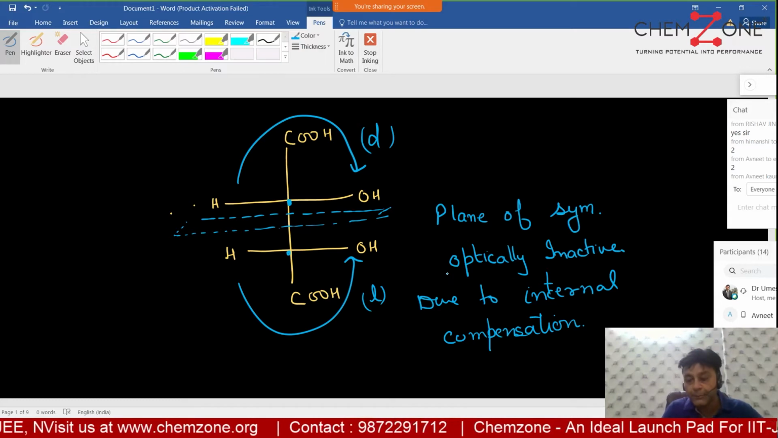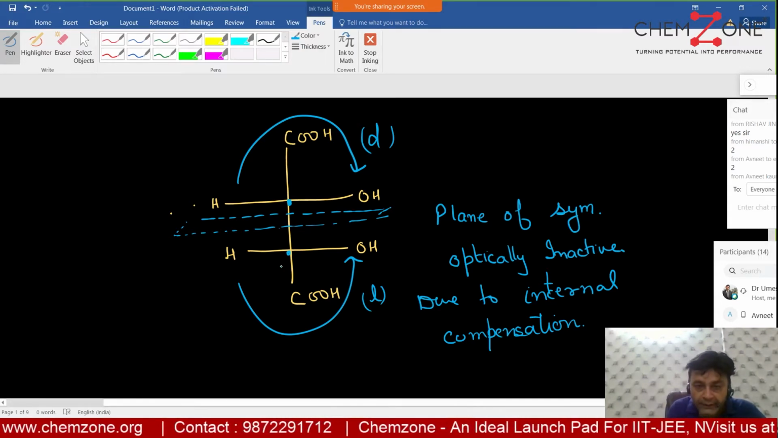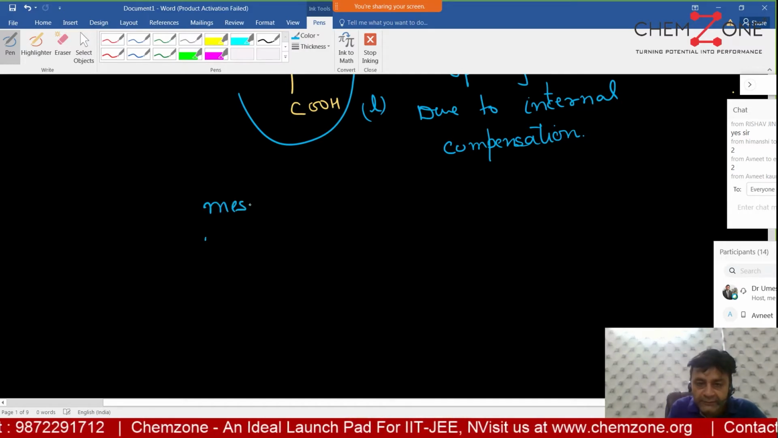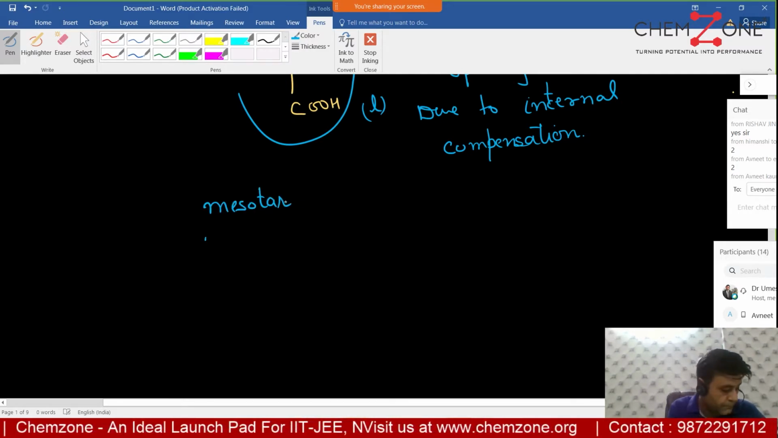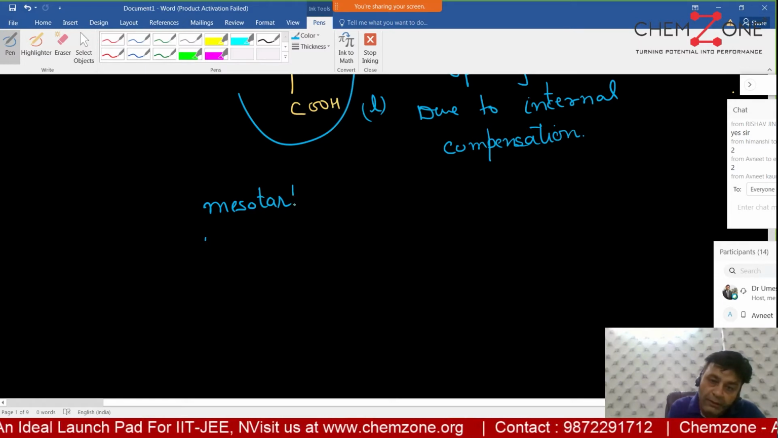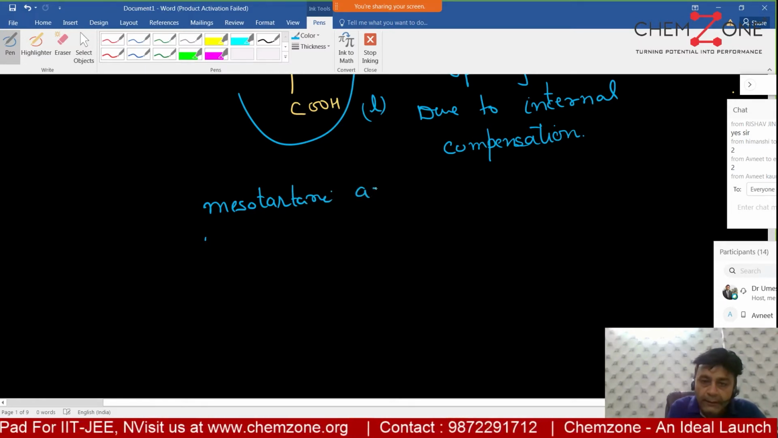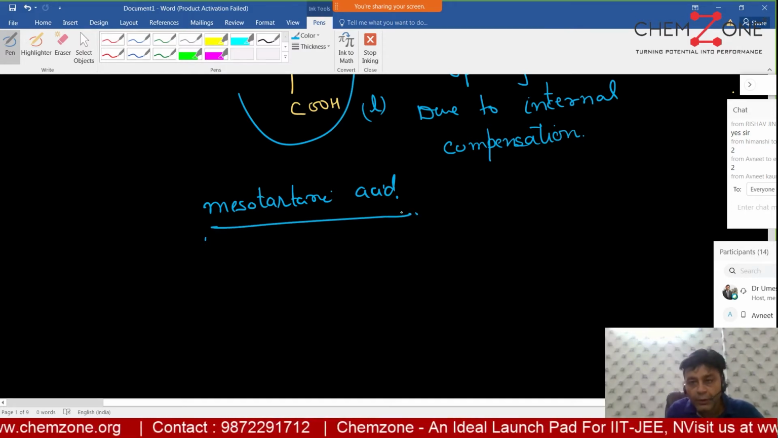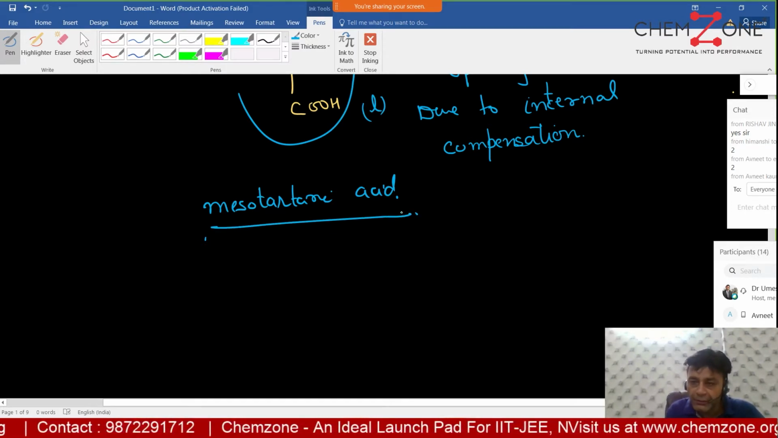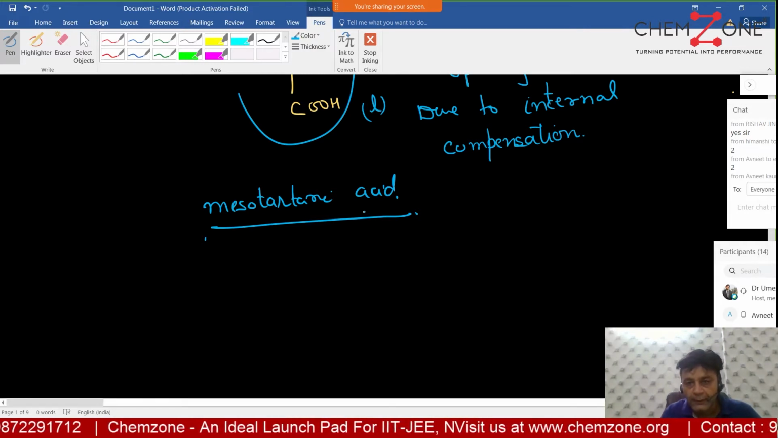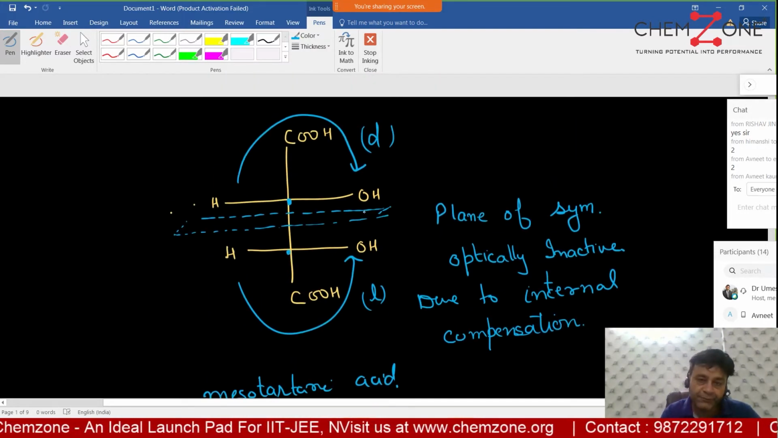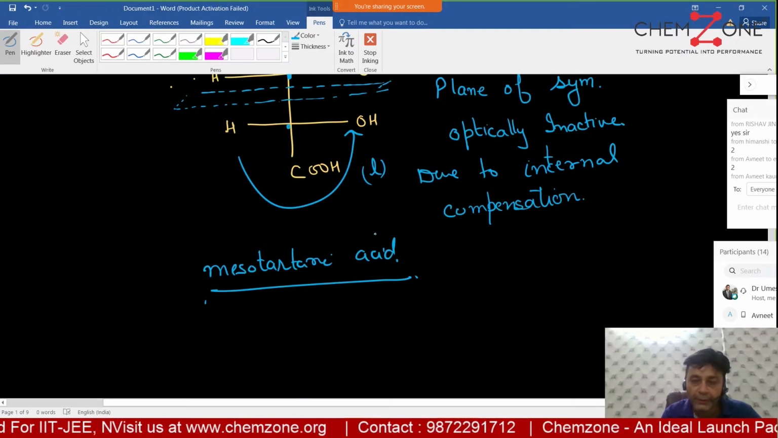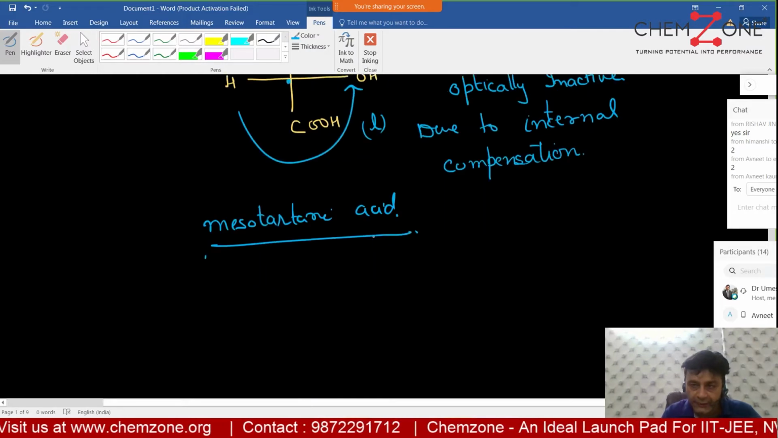So this compound is called mesotartaric acid. Am I clear? Due to the internal compensation, this is optically inactive. Even though it has two chiral carbon atoms, this compound is optically inactive.